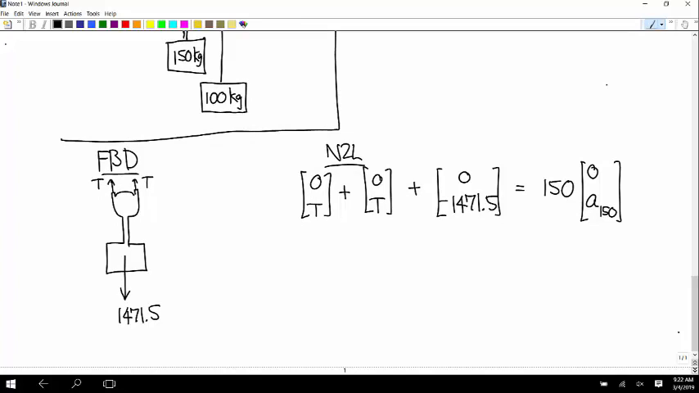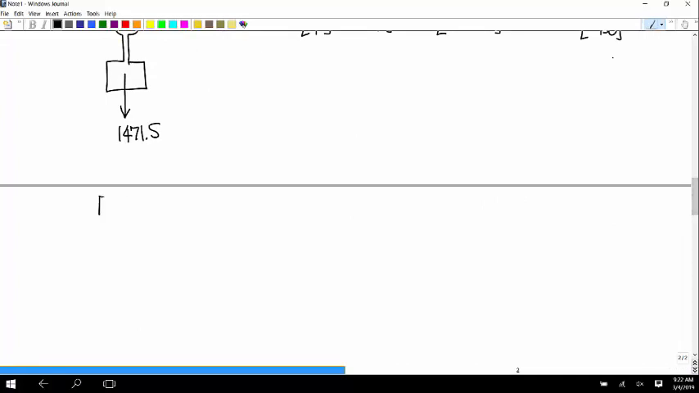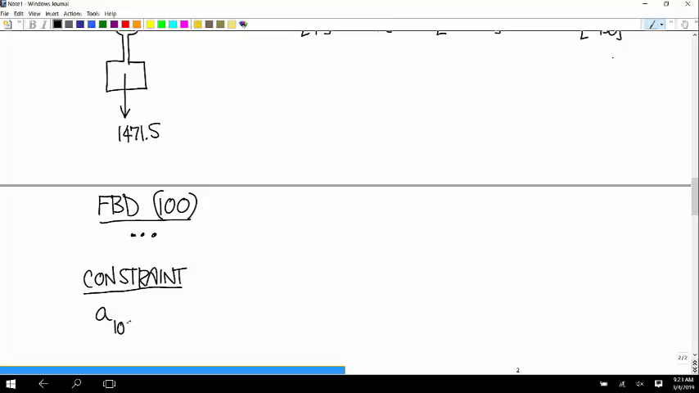And so then when you go to do the next thing, you isolate the 100. I'm not going to do that. And then the last step is the constraint equations. And in this case, that just says that A100 is negative 2 A150. They're in opposite directions, and the 100 is accelerating twice as much as the 150.